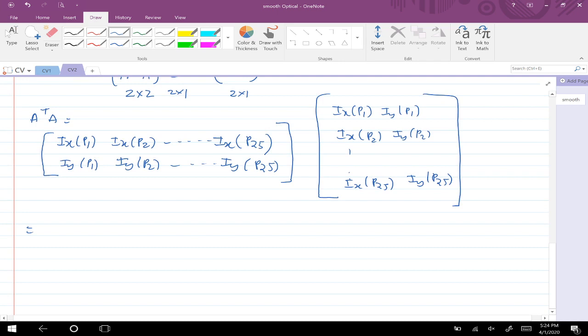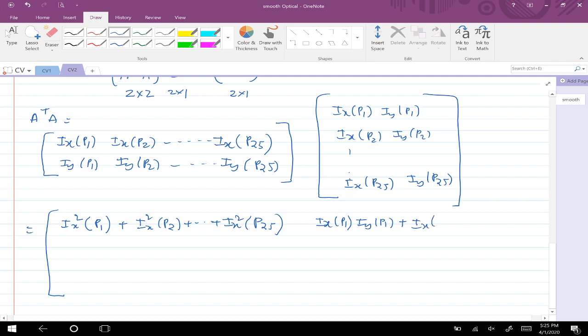Okay, so let's do the multiplication here and see what it results in. So basically that would be a 2 by 2 matrix here. The first one would be equivalent to, this first row and first column, Ix square of P1 plus Ix square of P2 plus so on till Ix square of P25. What about the first row and second column? That would give you Ix of P1 into Iy of P1 plus Ix of P2 into Iy of P2 plus so on till Ix of P25 into Iy of P25, right?